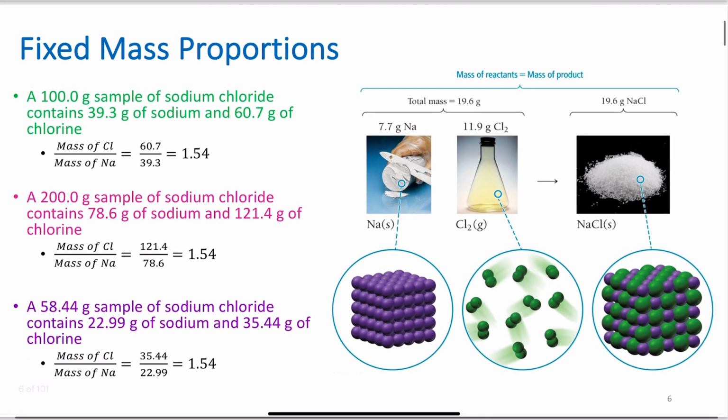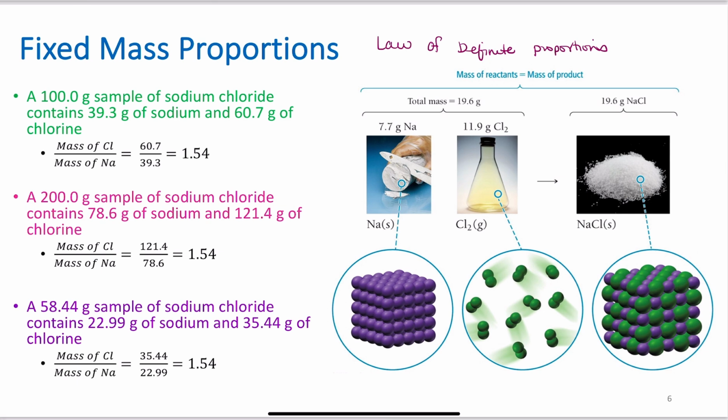Okay, so let's talk a little bit about the two laws I said, law of definite proportions and law of multiple proportions. So first, a fixed mass proportion. This is the law of definite proportion. Let's say I have a 100-gram sample of sodium chloride. If I actually separated that out into the individual ions, I would find that I have 39.3 grams of sodium in here and 60.7 grams of chlorine.